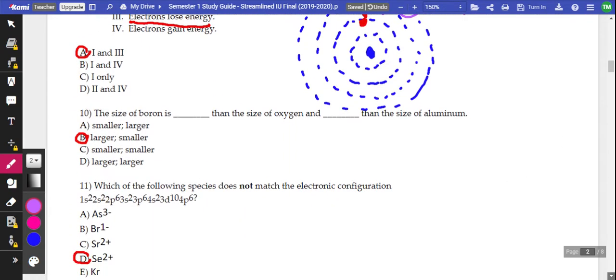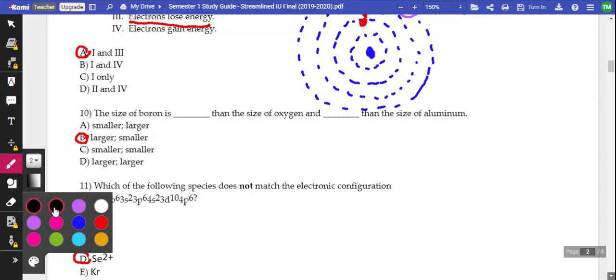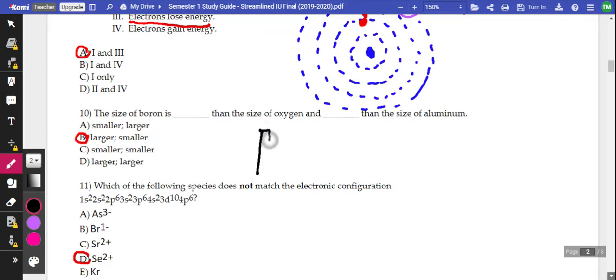Number 10, the size of boron is blank than the size of oxygen and blank than the size of aluminum. So let's see, boron is on the right side of the periodic table. Oxygen is farther to the right, and aluminum is right underneath boron. Atomic radius, let me draw my poorly made periodic table again, is biggest down in the bottom left.